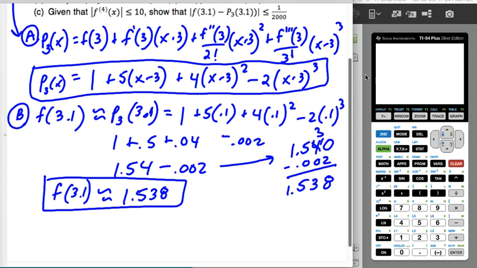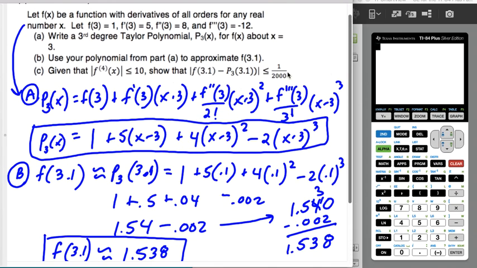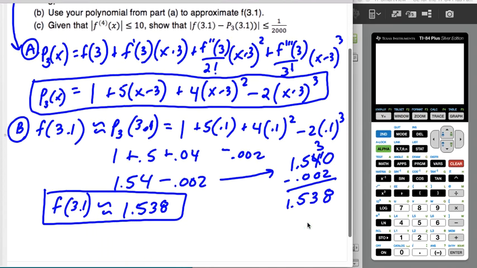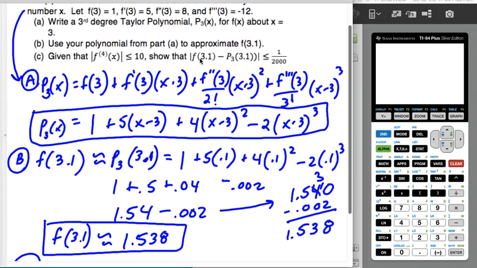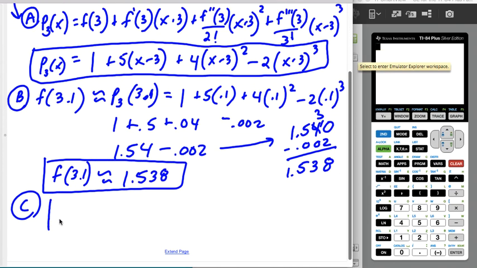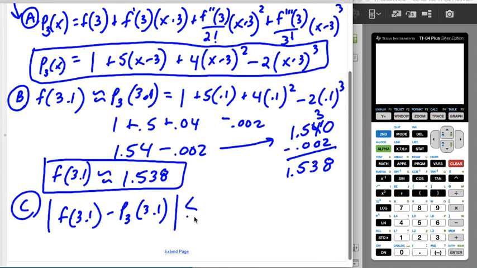Last thing I'm asked to do is to show that the maximum error is less than or equal to 1 over 2,000, given that I know a value for the fourth derivative of f of x. So we know that the error, which is f of 3.1 minus p sub 3 of 3.1, should be less than or equal to 3.1 minus 3 raised to the n plus 1, which would be fourth, over n plus 1 factorial.